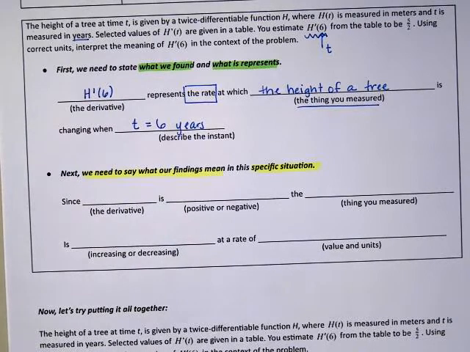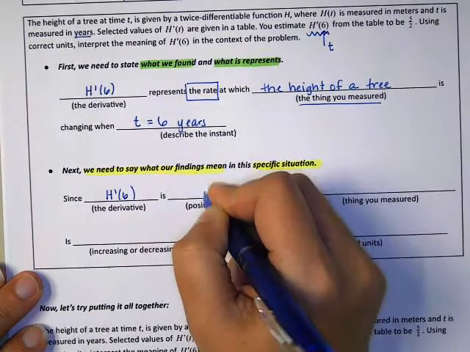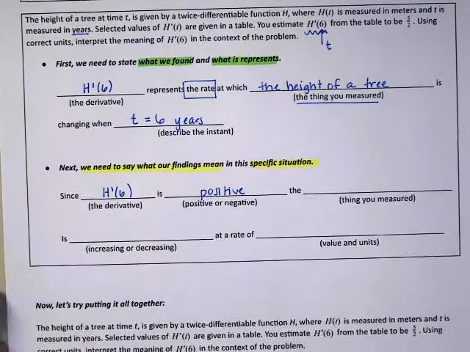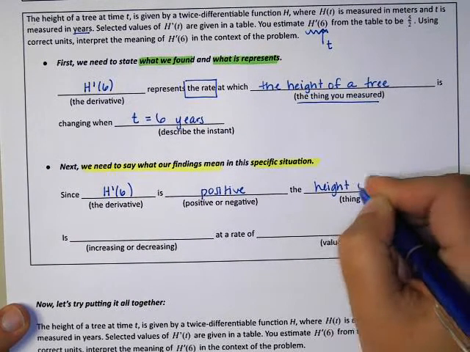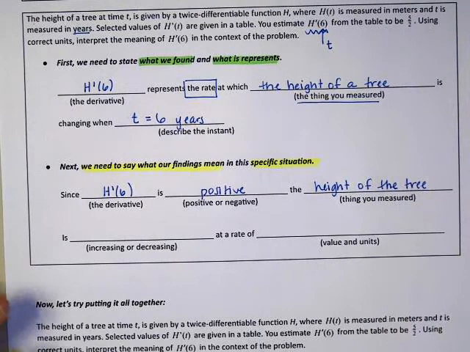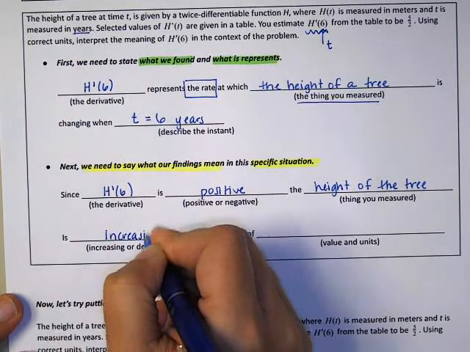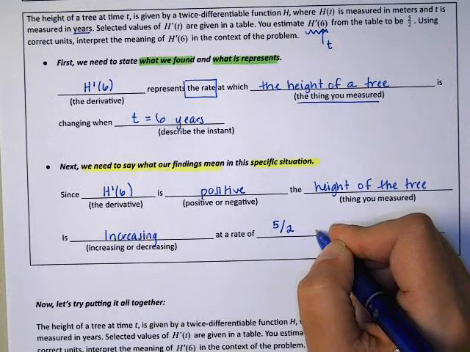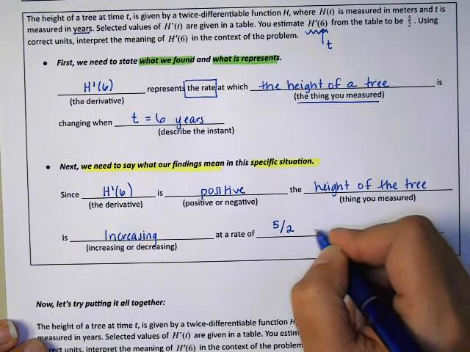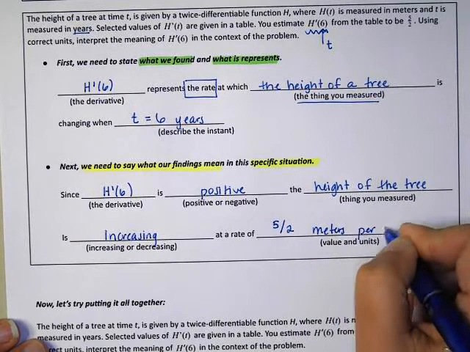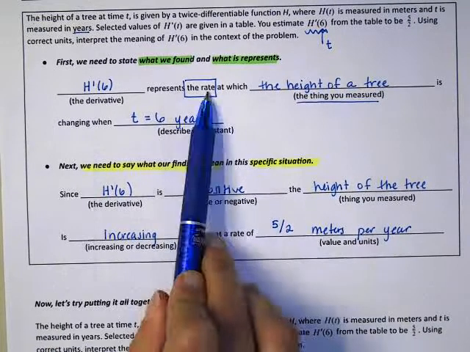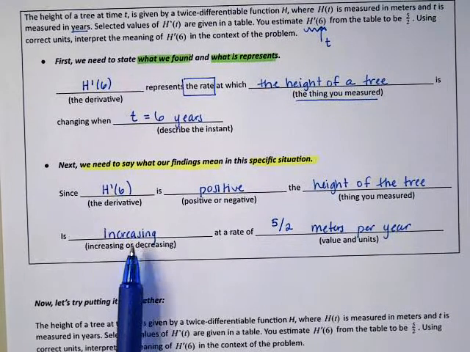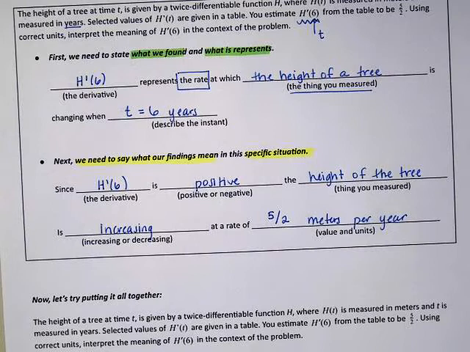So now we're going to start by saying, since h prime of 6, this thing that I found, is positive, we could also change that word to negative if we wanted to in order to communicate a different idea. Then the thing that I measured, the height of the tree, is increasing at a rate that I found of 5/2. And here we're going to say the rate, which means we're going to use per because it's going to be a ratio. It's going to be meters per year. So h prime of 6 is always the rate at which the tree is changing at t equals 6. More specifically, since h prime is positive, the height of the tree is increasing. It's not just changing, it's growing at a rate of 5/2 meters per year.